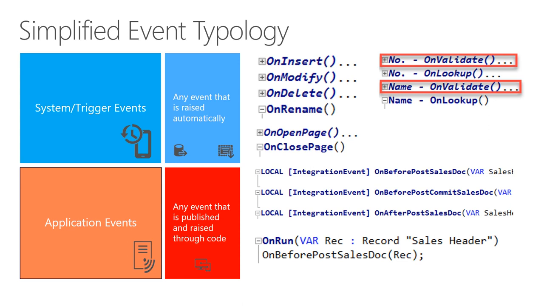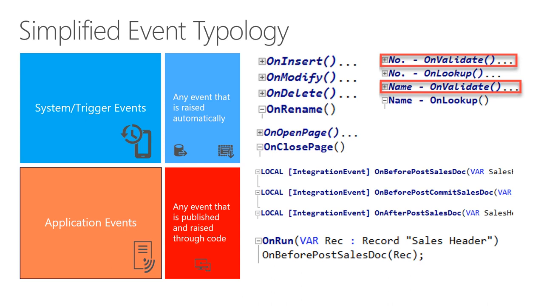As I said before, you can greatly simplify the event typology, which may give developers a better initial access to the concept. You can think of only two basically different types of events. System or trigger events are events which are raised automatically because a field has been validated or a database operation has been executed. You will find no code in the application for system events. They just get fired. An application event, on the other hand, is any event which is published and raised through code. The subscription mechanism for both kinds of events is the same.